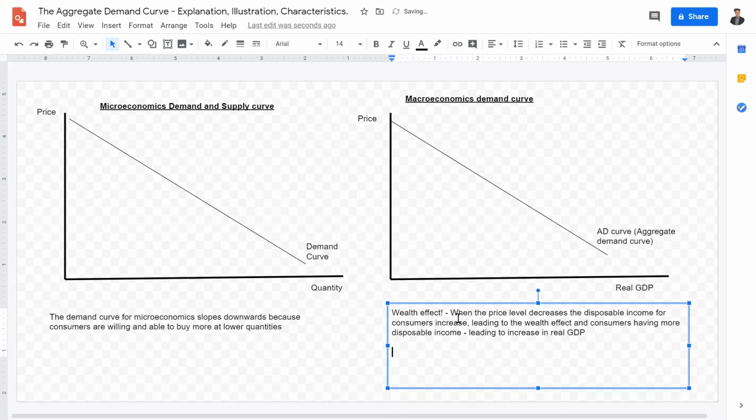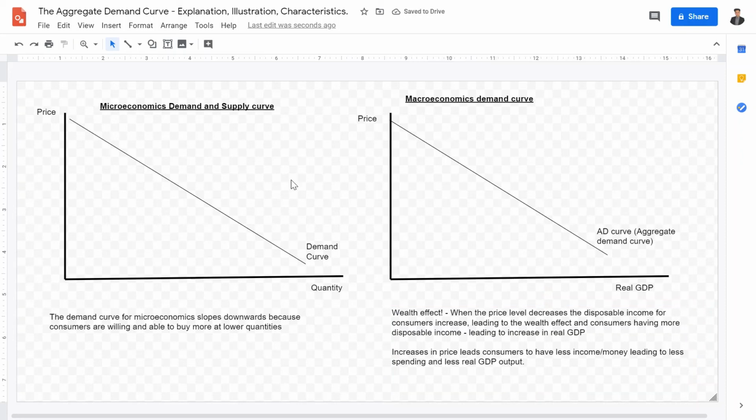Now, likewise, increases in price lead consumers to have less income or money, leading to less spending and less real GDP output. So this is why the macroeconomics AD curve slopes downwards.